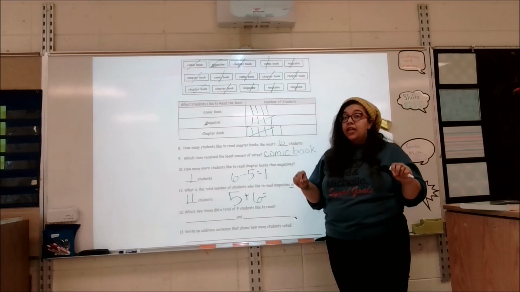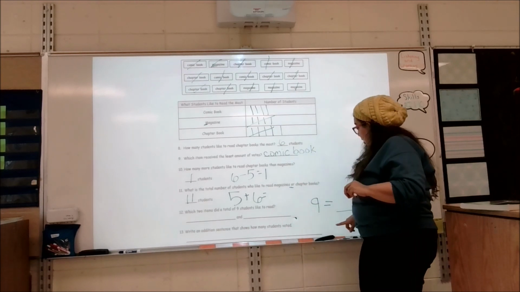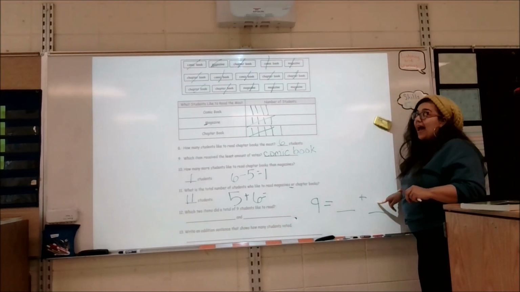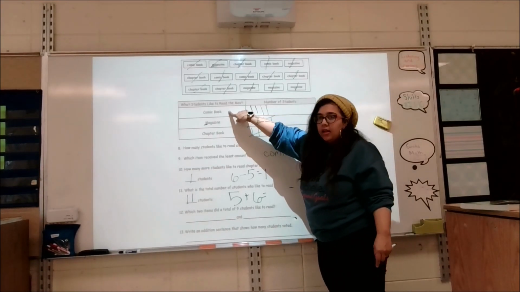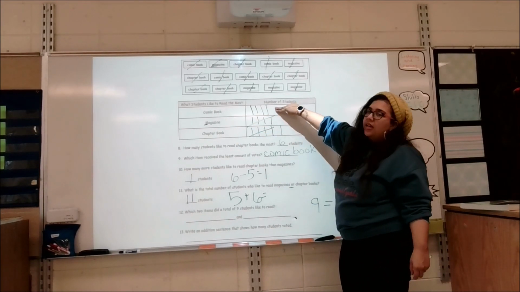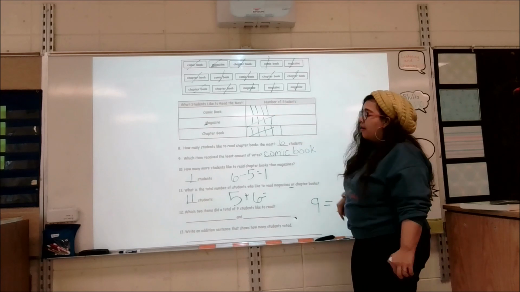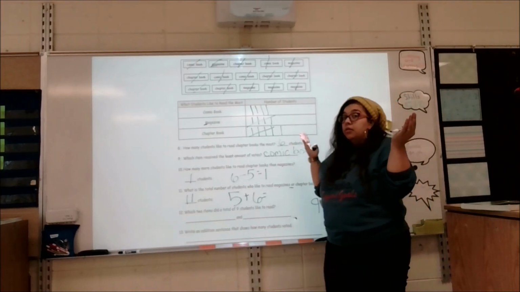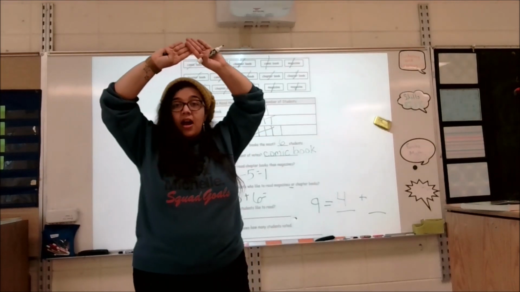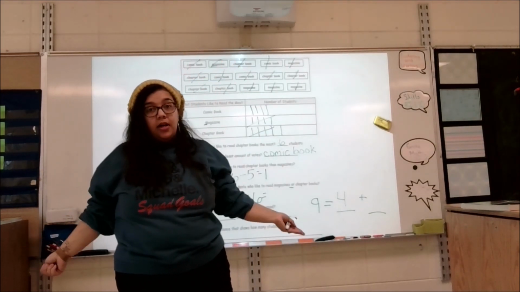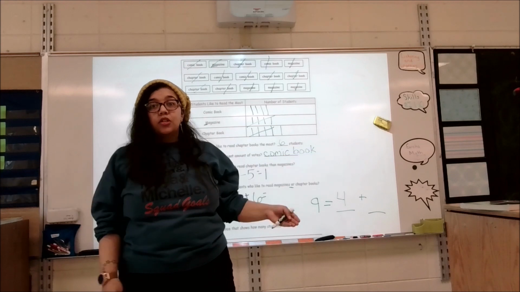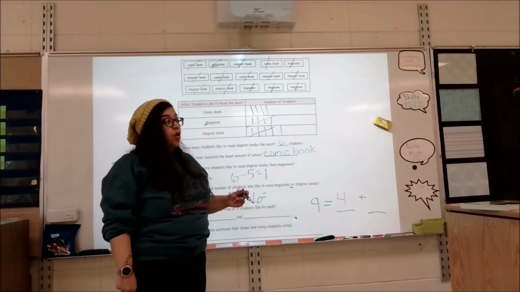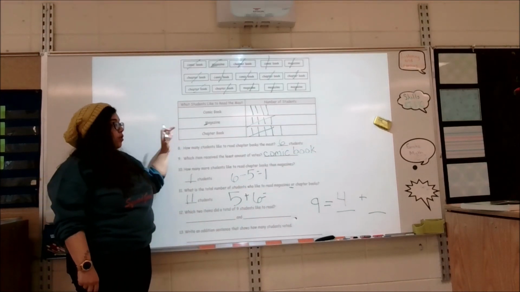No, which means one of these 2 missing parts has to be the group of comic book readers. And how many comic book readers do we have? 4. So 9 is equal to 4 plus what? So let's figure out what is that missing part. We only have 2 options. It's either 5 or 6.